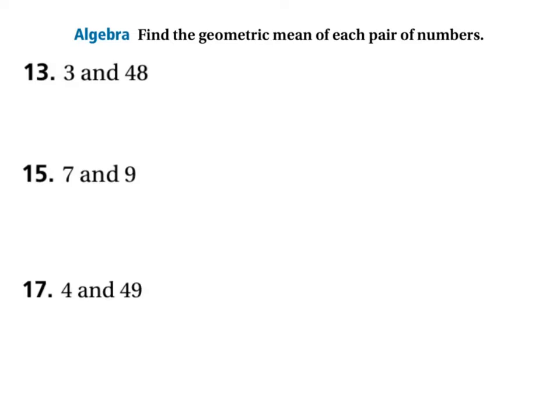For number 13, if we were to multiply these numbers together, essentially what we're saying is we could say x squared equals 3 times 48. So then x is the square root of 3 times 48. That's kind of what we're doing. And actually, I'm gonna grab that and put that over here.